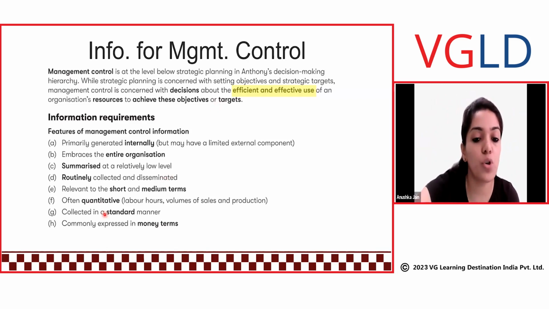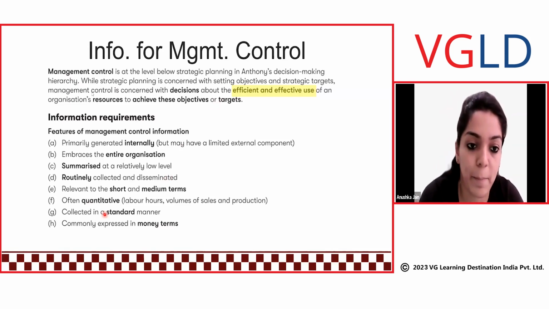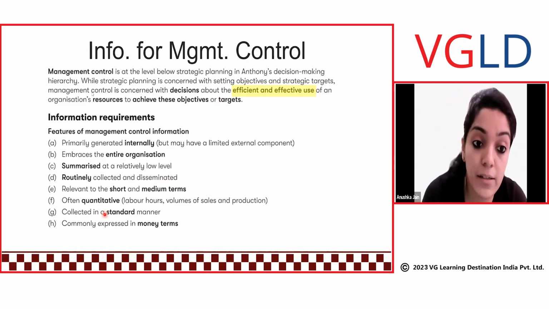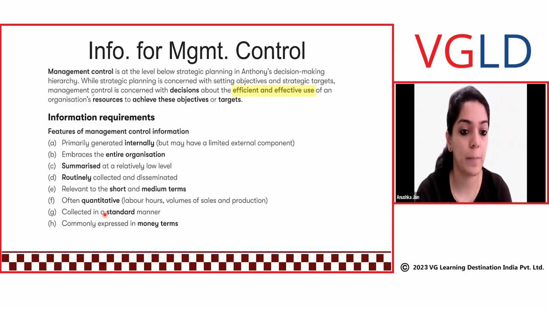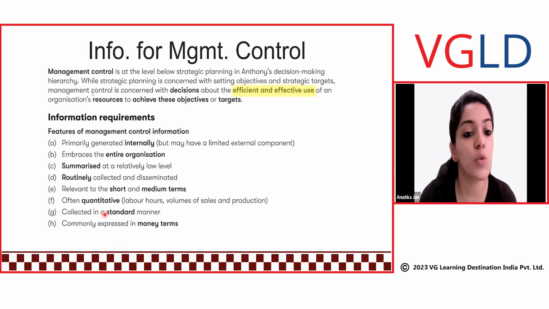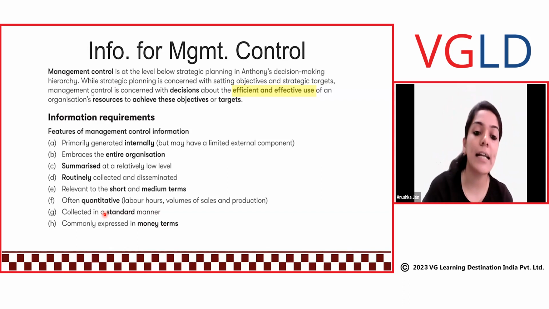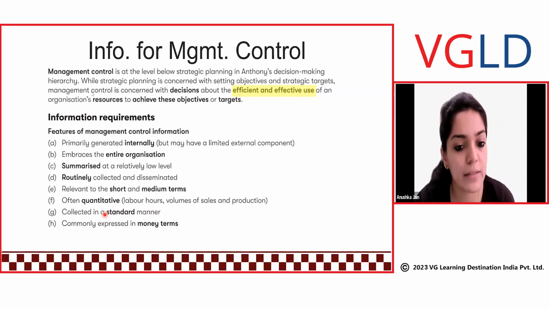Then relevant to the short and medium terms, maybe 3 to 5 years. Often quantitative. Whereas the information requirement for strategic management would be qualitative. What are the competitors' strategy? How are the customers reacting? All of these are qualitative information. Whereas middle level management's information would more or less be quantitative, because their job is to ensure effective and efficient utilization of resources, right? That can be understood in a quantitative manner. They are collected in a standard manner, right?